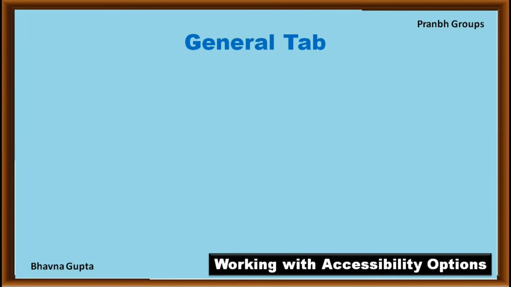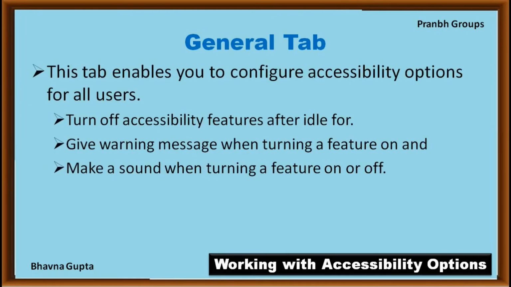The next option is the general tab. This tab enables you to configure accessibility options for all users. The general tab can be used by anyone. Turn off the accessibility feature after idle for a set time. Give a warning message when turning a feature on and make a sound when turning a feature on or off.